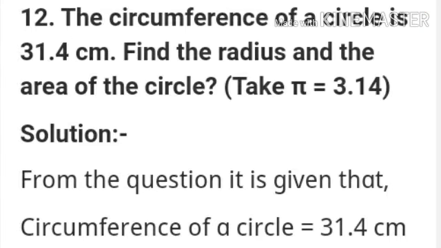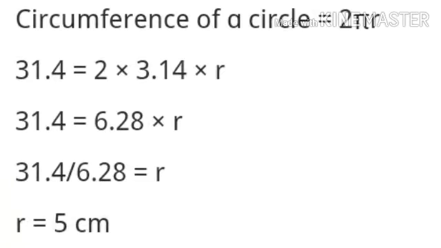Now question number 12. The circumference of a circle is 31.4 centimeter. Find the radius and the area of the circle. Take pi is equal to 3.14. From the question, it is given that the circumference of the circle is equal to 31.4 centimeter. Now circumference of a circle is equal to 2 pi r.